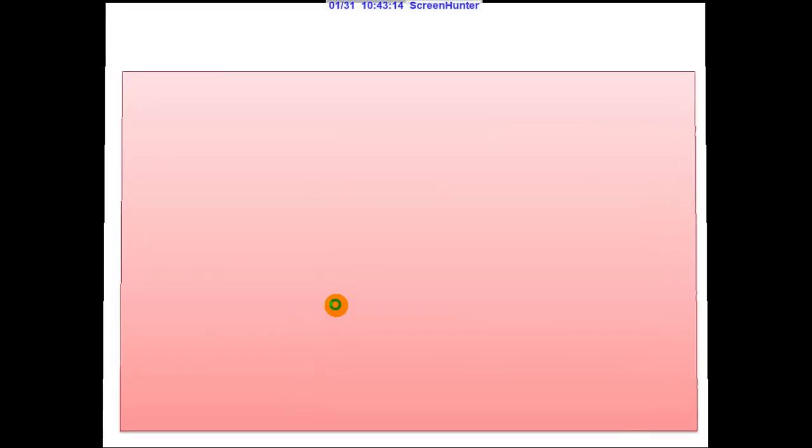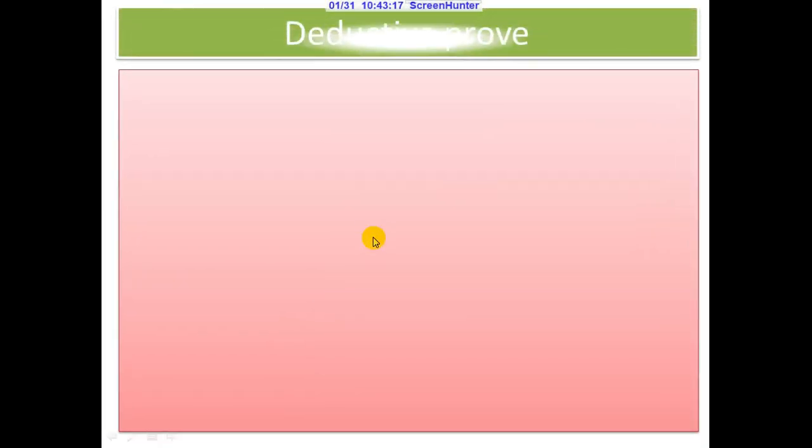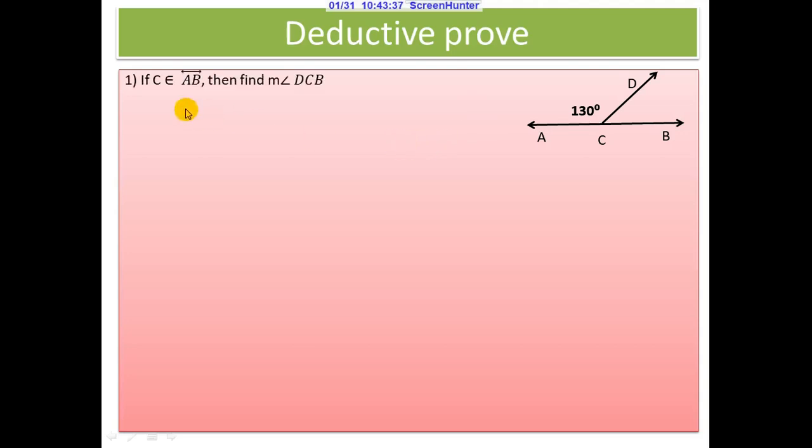Now we're gonna talk about how to deduce a proof, how to write a proof. This is the first lesson in the second term in geometry. We must study it very well, okay, because we will use these rules in the next stage. For example, let's see the first one. He gave me: if C belongs to the AB straight line, find the measure of angle DCB, and he gave me the measure of angle DCA equals 130 degrees. How to find the measure of angle BCD, or DCB, and how to write it in a proof?